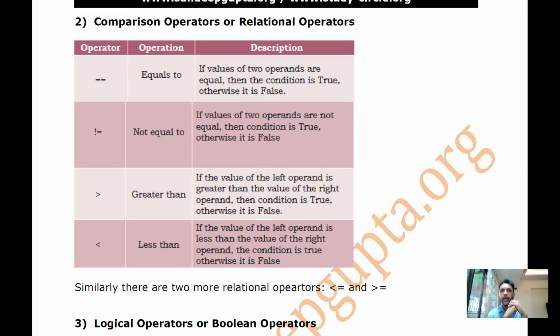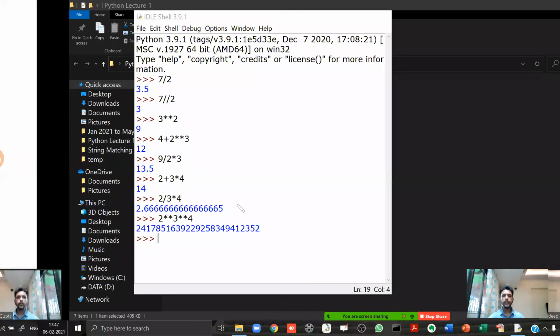Please understand one thing, guys, that these comparison operators, also called relational operators, basically give you the answer true or false. That is what they will do. So once again, let's take the shell over here. All right, now is the shell in front of you?